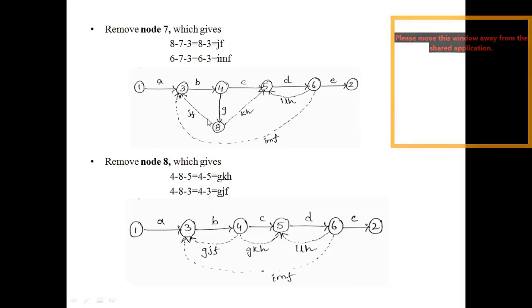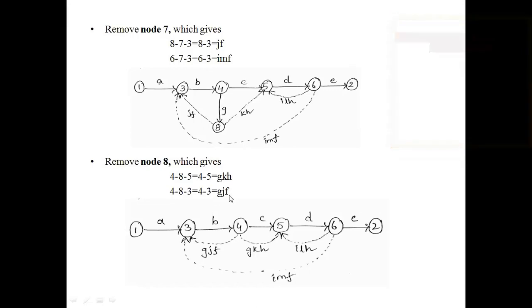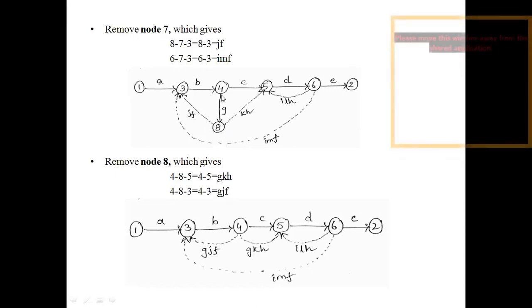G and JF. These two are again serial links, so they have to be multiplied: G, JF. When you remove this node 8, the connection goes from 4 to 3. After removing, these have to be represented as dotted lines, which means they are removed. Next, 4-5: J, KH.